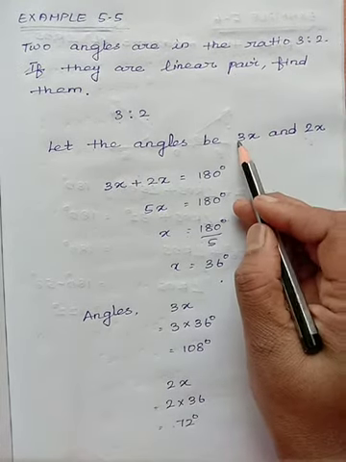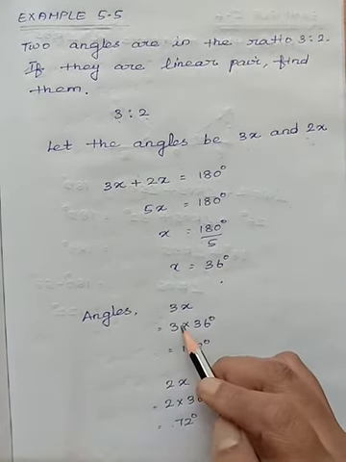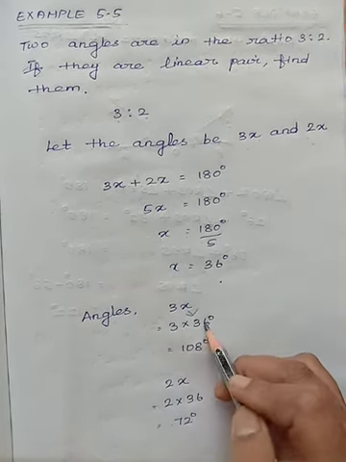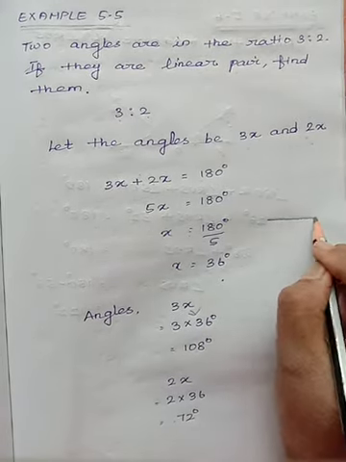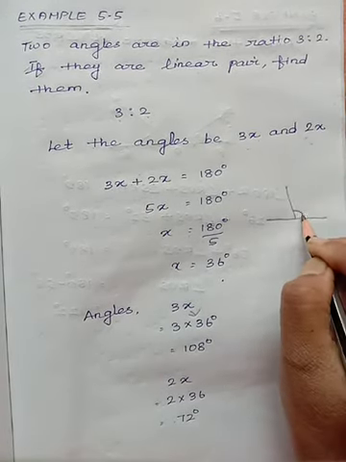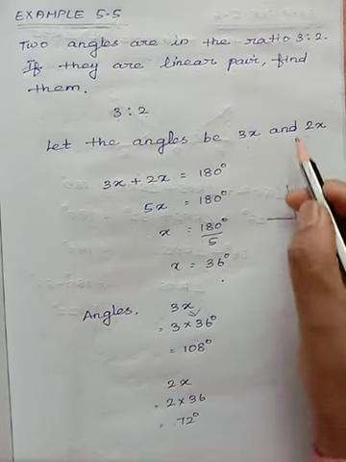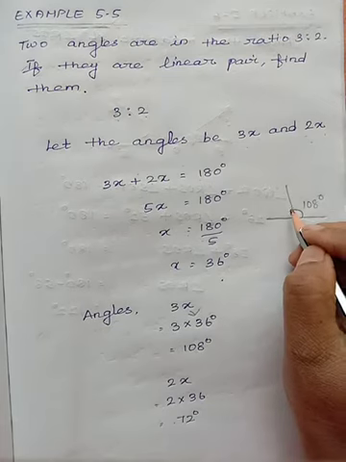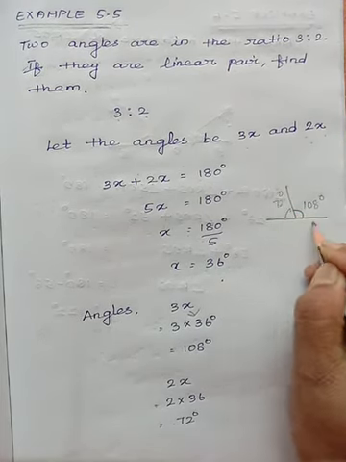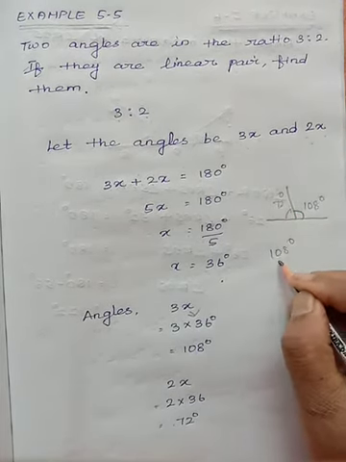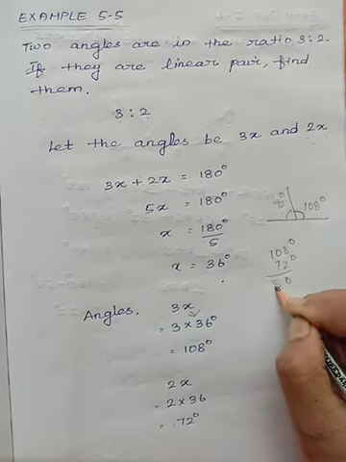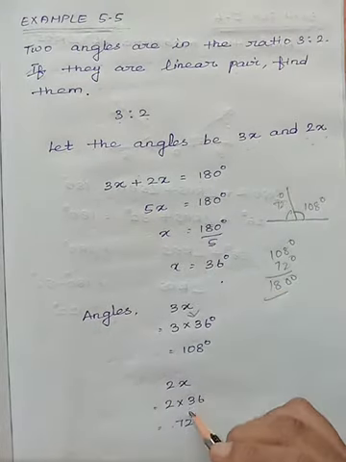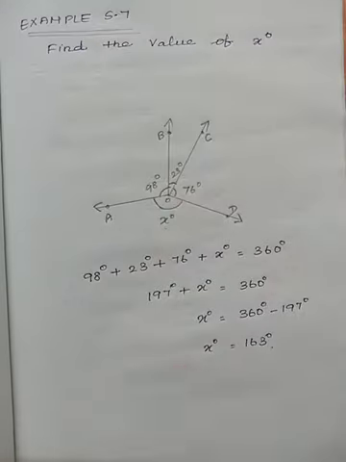The first angle is 3x. 3x means 3 into x. We know the value of x is 36. 3 into 36 is 108 degrees. And 2x means 2 into 36, which is 72 degrees. Now we check whether it is a linear pair. 108 degrees plus 72 degrees is 180 degrees, so it is a linear pair. So the value of one angle is 108 degrees and the value of the other angle is 72 degrees.